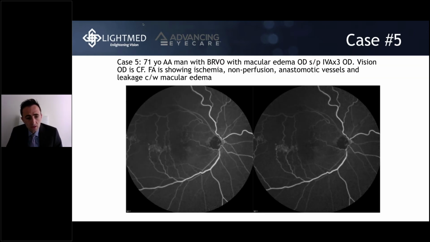And this is an FA showing the areas of ischemia and non-perfusion involving the supratemporal arcade and the temporal macula. You can see the vascular anastomosis, and you see the areas of leakage within the macula, consistent with the macular edema.